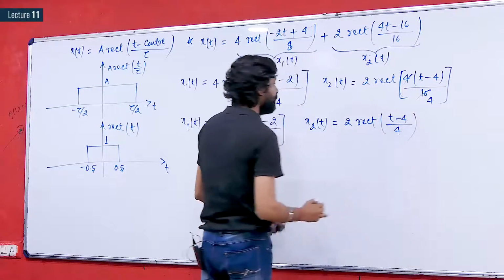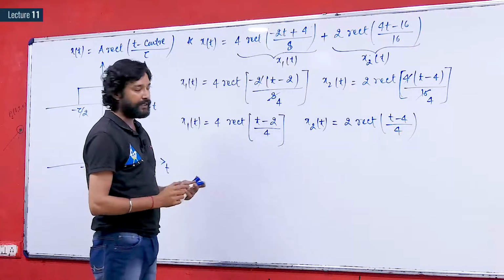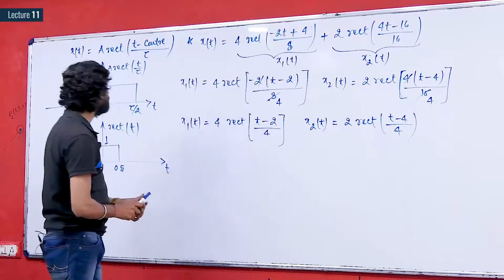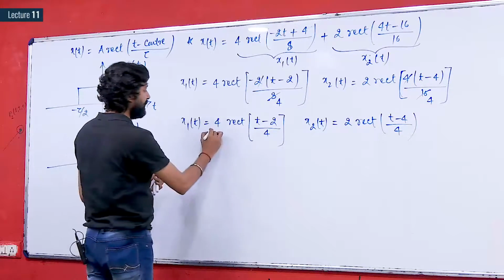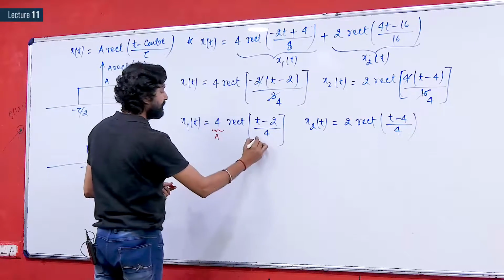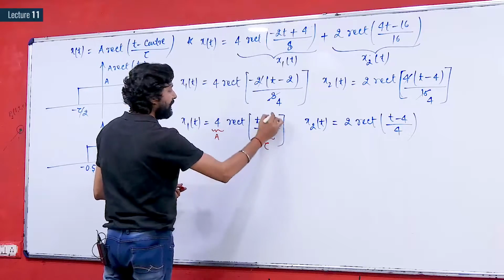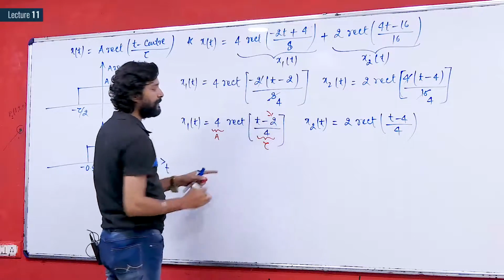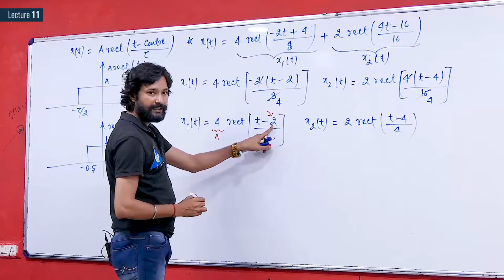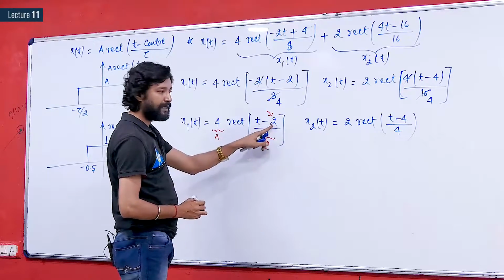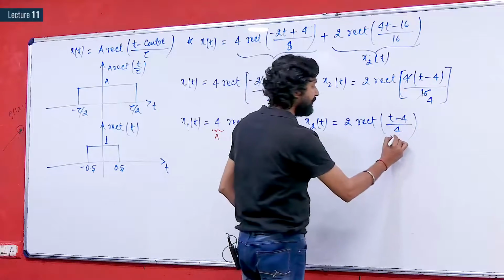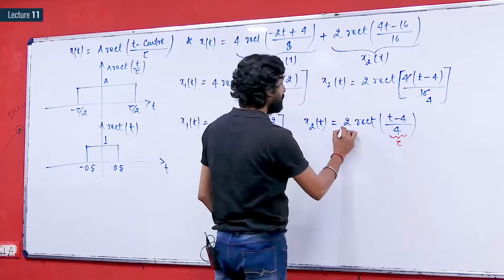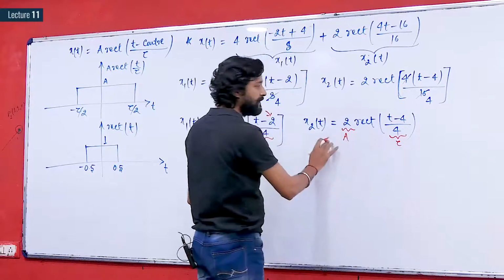So you have to plot two rectangles, and to plot these two functions you just have to compare the representation with the standard representation. In the first case, a is the amplitude, tau is the total width, and this is the center. Comparing with t minus center, this rectangle is centered at plus 2, and similarly this rectangle is centered at plus 4, having the total width tau equal to 4, and this is the amplitude value for x2 of t.